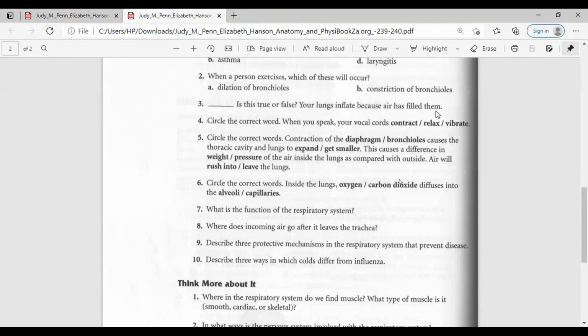Air will rush into or leave the lungs? Air will rush into the lungs. That's right. Your lung gets bigger, and air comes in. Air rushes into and comes in your lung. Excellent answer. Thank you. You can mute yourself.